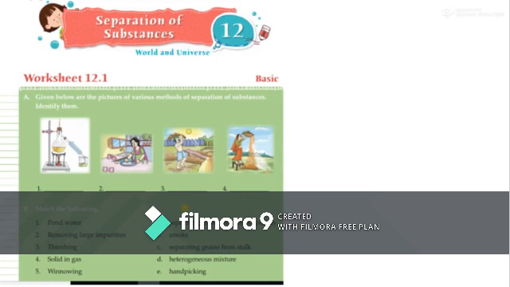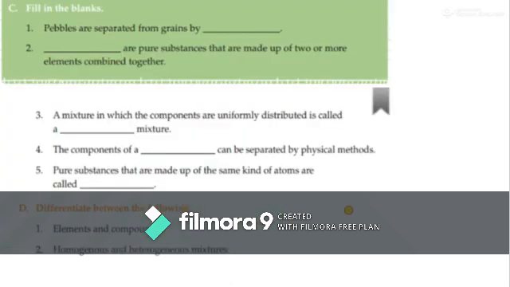Match the following. Remaining two you have to do. Next is a match the following. Pond water. If I talk about the pond water, you have to match, right? Pond water is a heterogeneous mixture, right? Heterogeneous mixture. And the remaining four you have to do by yourself, right? Removing of the large impurities and threshing solid in gases and winnowing, this, right?